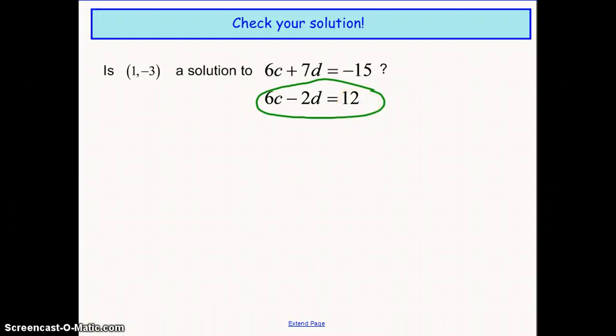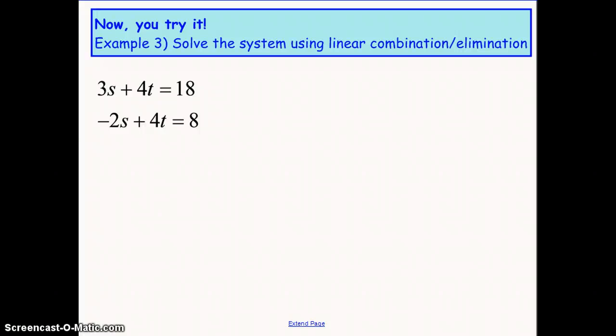Okay, so hopefully you've taken a minute and gone through this and solved to make sure that (1, -3) does work in here, and it actually does, so hopefully you were able to see that. And now it's time for you to try one. So for our third example, this is a you-try-it problem. I'd like you to solve this system using linear combination elimination. And I'll give you a hint, you are going to have to multiply one of the equations by -1 in order for it to work. So take a minute, pause the video, see if you can get it to come out to the right answer.